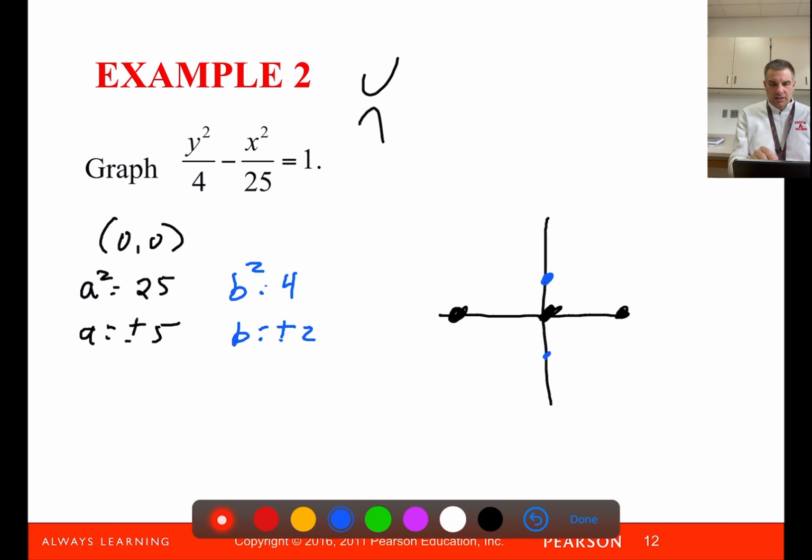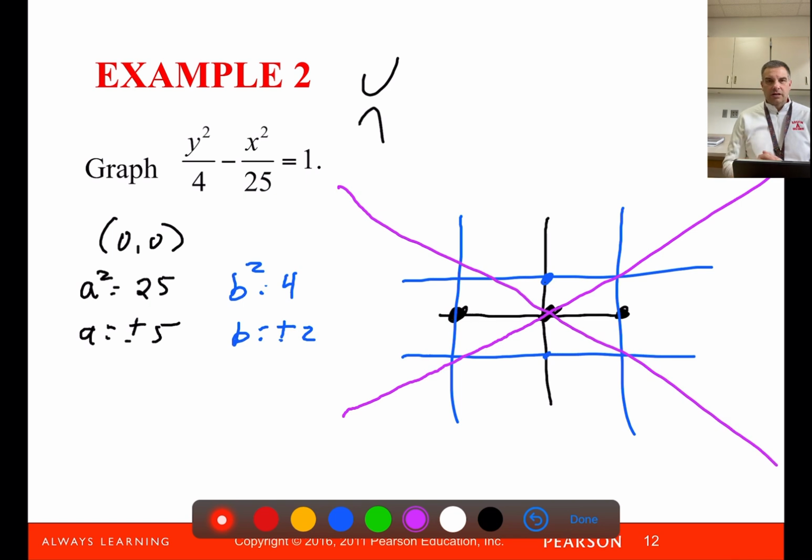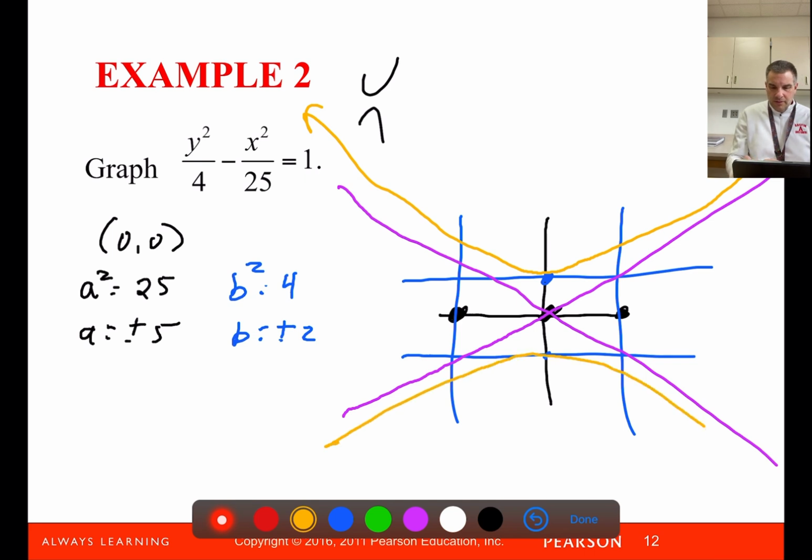And we're going to draw horizontal and vertical lines through those points. I'm going to draw a diagonal line through the corners and through the center, and then draw our graph. It's going to look like a Y. It's going to start here, go through there, and up through there, here, here, and here.